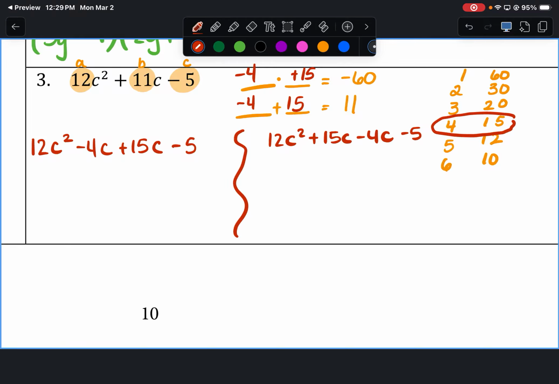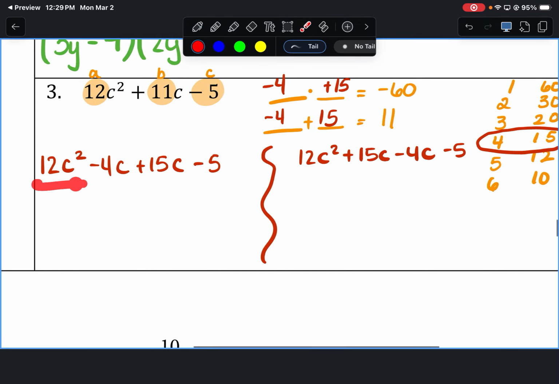You only have to set up one of these though. Don't set them up both. But I just want to go ahead and talk through why they end up being the same. Okay, so if you set it up this way, okay, we group just like normal.